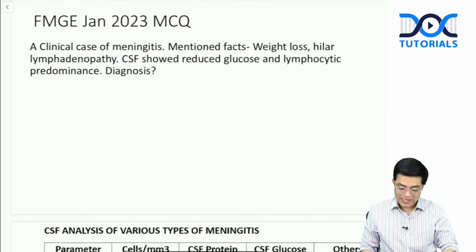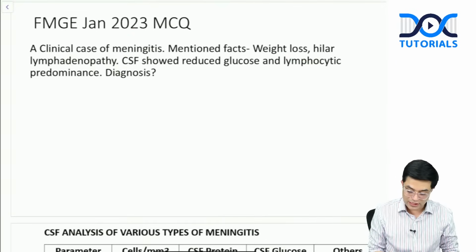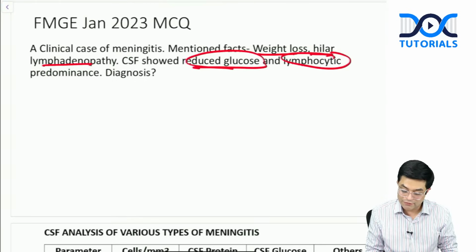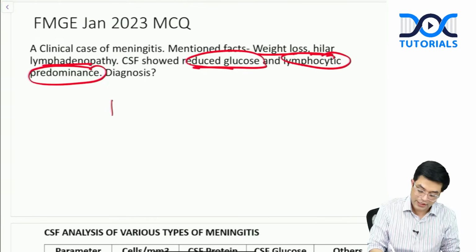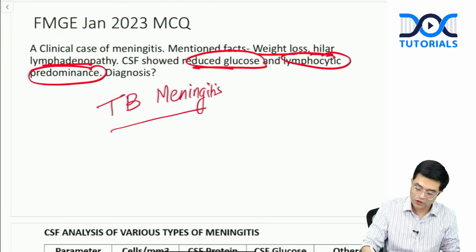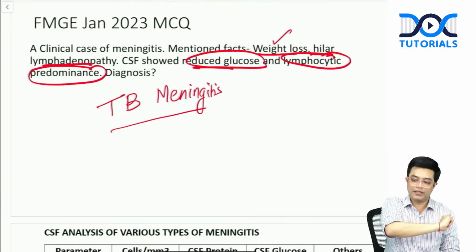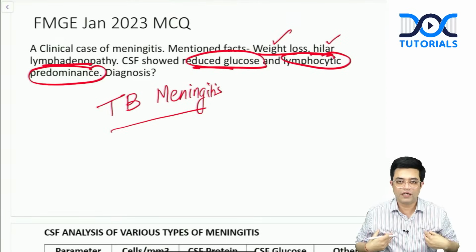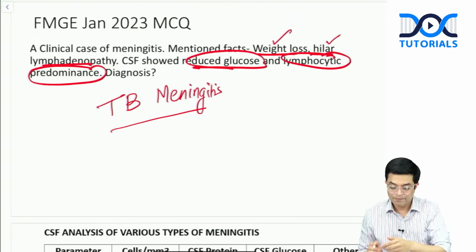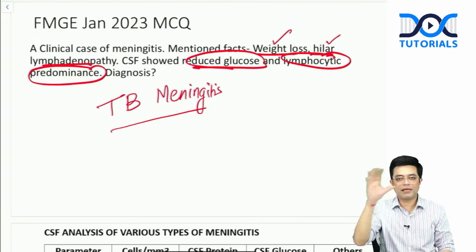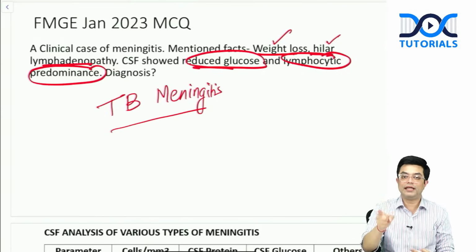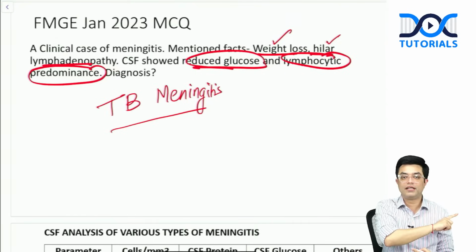Moving further, FMG January question, clinical case of meningitis was asked. Mentioned facts were weight loss, hilar lymphadenopathy, CSF में reduced glucose था and lymphocytic predominance था. What is the likely diagnosis? Tubercular meningitis. ये क्यों मैंने tubercular meningitis बोला? देखो पहले तो weight loss हो रहा है, जो कि which will not be there in a bacterial cause. Hilar lymphadenopathy, again you know that on chest X-ray hilar lymphadenopathy in the lungs is suggestive of one of the DDs, TB. Thirdly, reduced glucose, TB and pyogenic meningitis, bacterial meningitis दोनों में हो सकता है, but lymphocytic predominance is seen in tubercular. Neutrophil होता है pyogenic के अंदर.